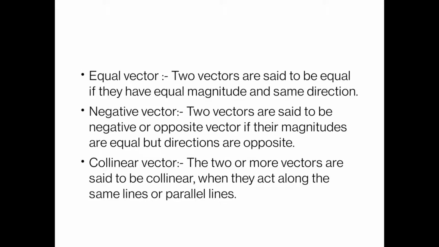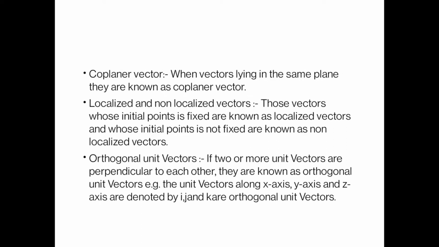Collinear vector. Two or more vectors are said to be collinear when they act along the same line or parallel lines. And next one is coplanar vector. Coplanar means in the same plane. So when two or more vectors lie in the same plane, they are known as coplanar vectors.